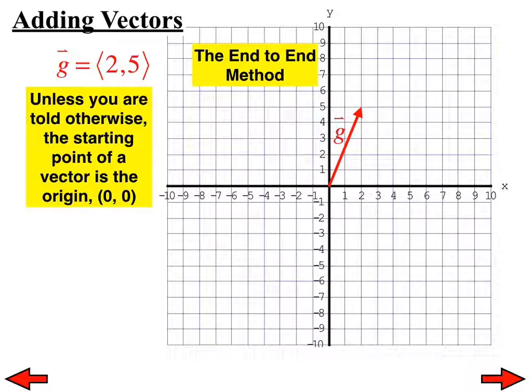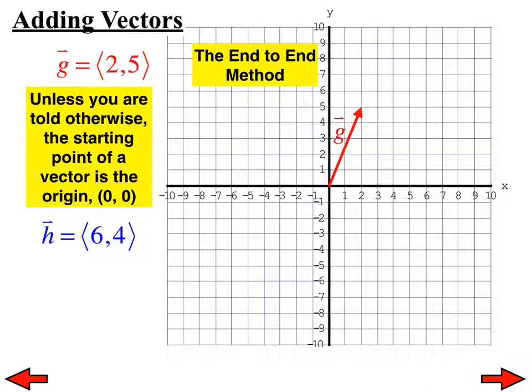Now what we're going to do is we're going to add to vector G, we're going to add vector H. Now here's where you have to pay attention. This is called the end-to-end method for a reason, and that's because the vectors are end-to-end. So we're going to start vector H at the end of vector G. They are end-to-end.